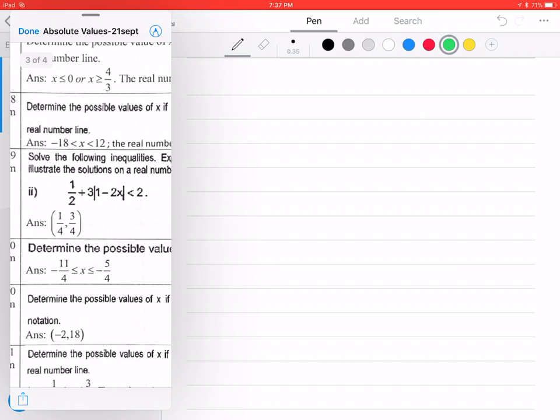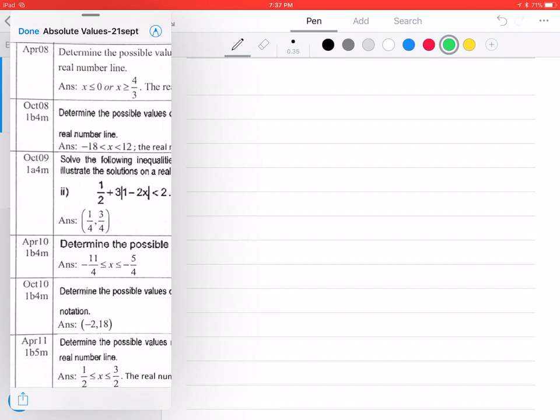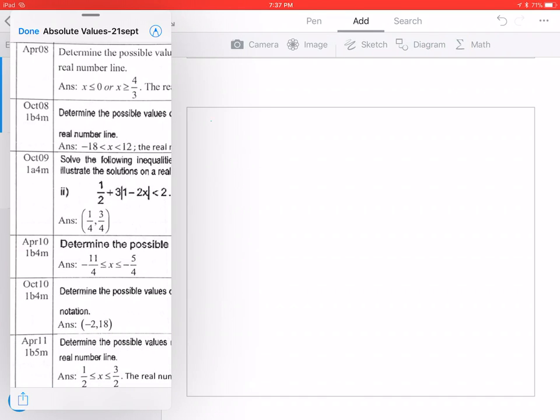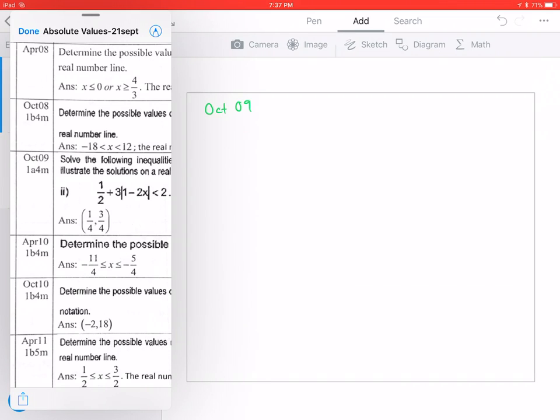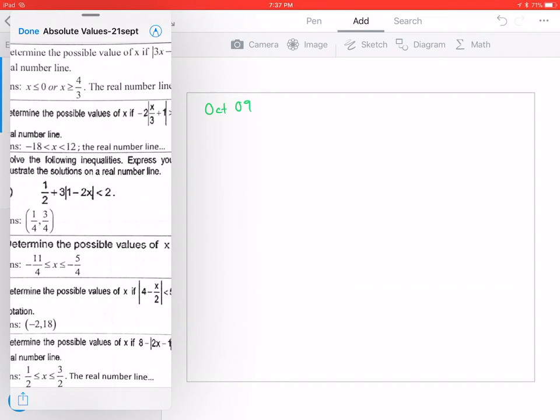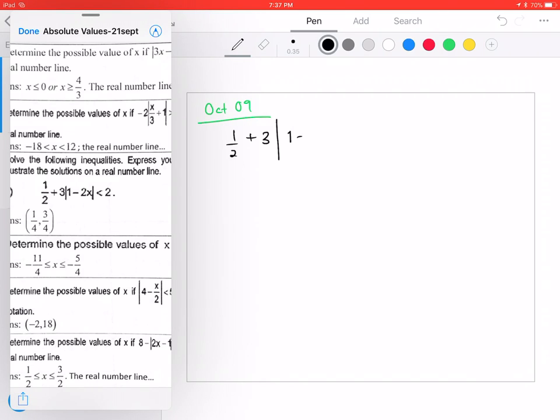All right, now let's move on to our next question, which is from October 09, and the question is: 1/2 plus 3 modulus 1 minus 2x less than 2.